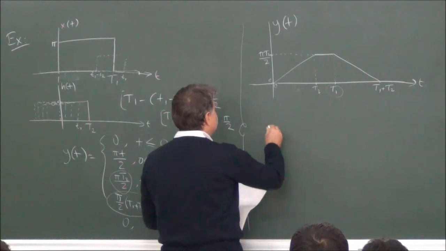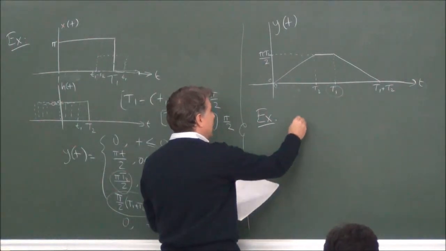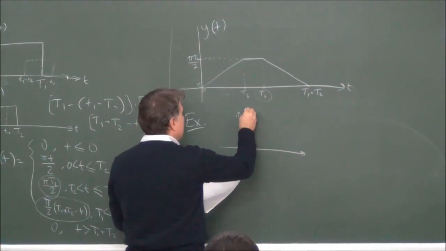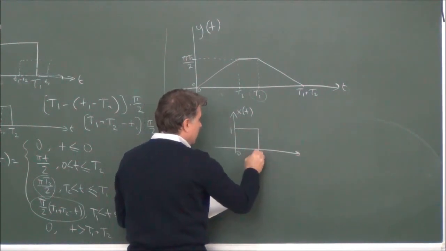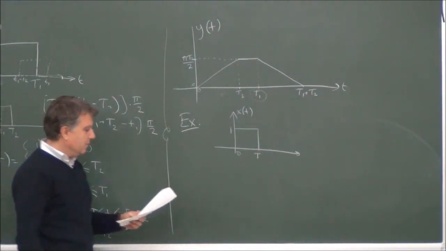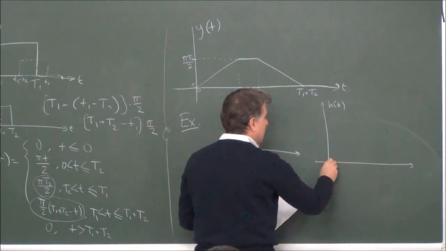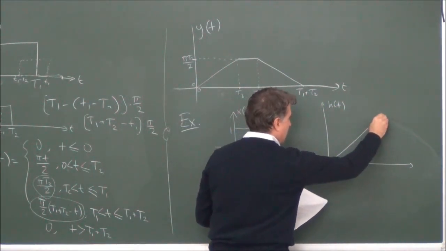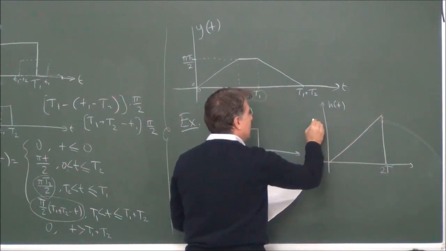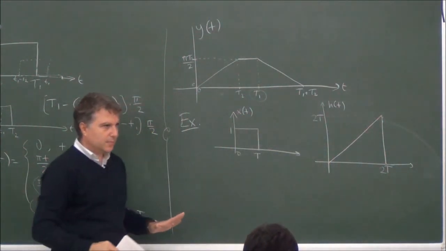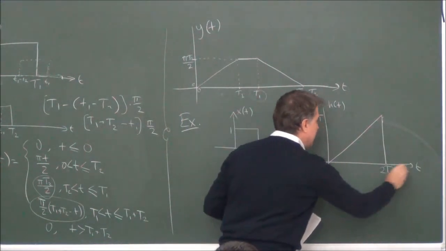Similarly, we should have several pieces. How many pieces do we need? First, evaluate that for finding the answer to this question. This is x of t, which is 1 from 0 to capital T, whose value we don't know. And this is h of t, the impulse response, which is up to 2 capital T. So it's a ramp function, increasing from 0 to 2T with a slope of 1 over the time axis.